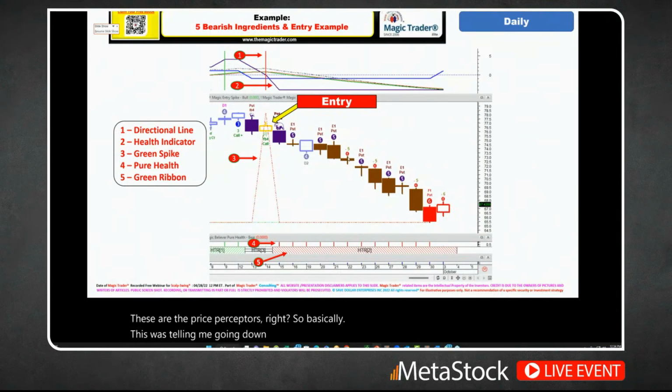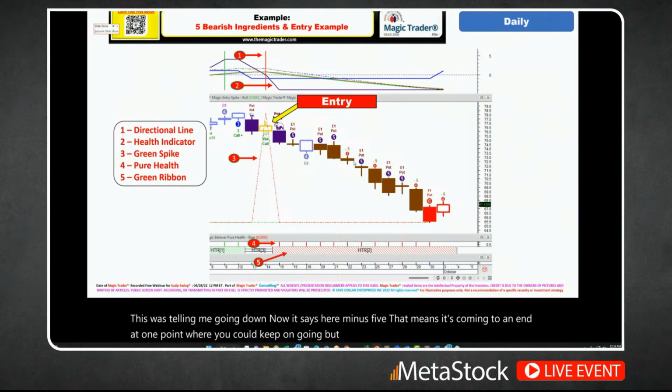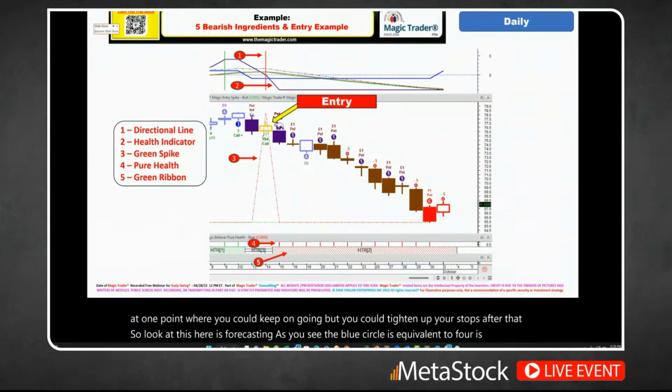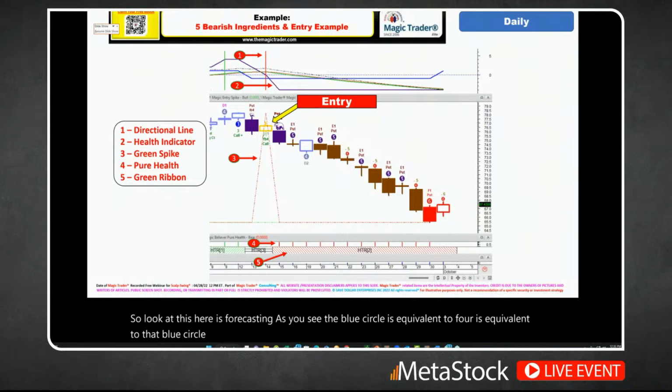Now it says here -5. That means it's coming to an end at one point, but you could keep on going. But you could tighten up your stops after that. And look at this here, it's forecasting. As you see, the blue circle is equivalent to 4, that blue circle forecasting. Are we going to go down? It tells you the story, right?